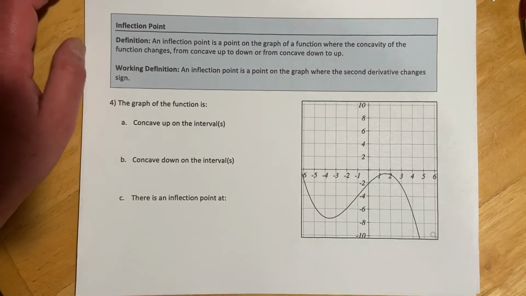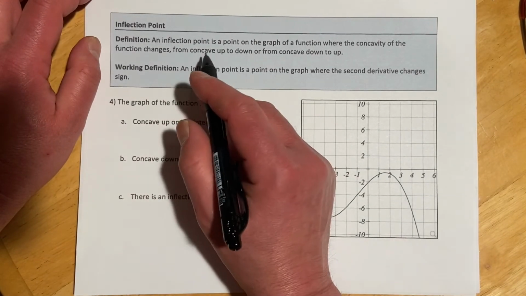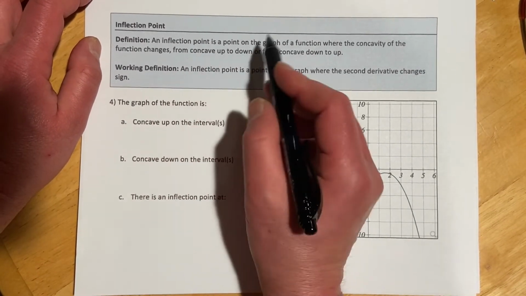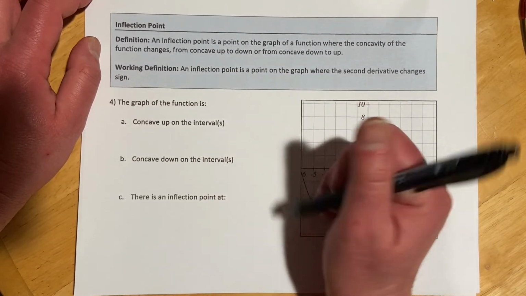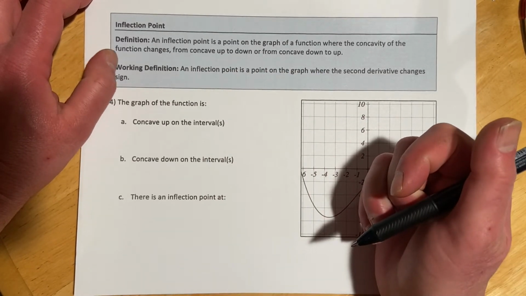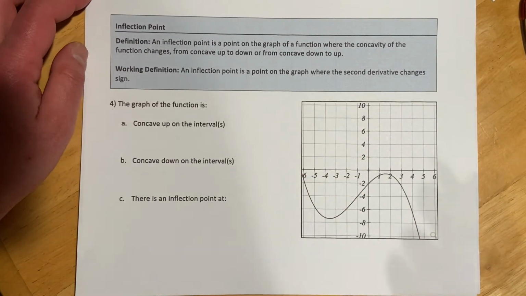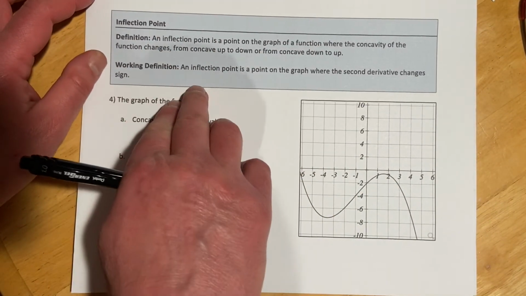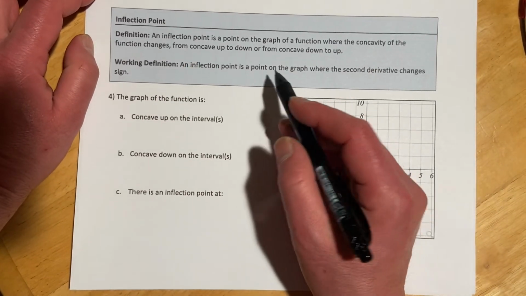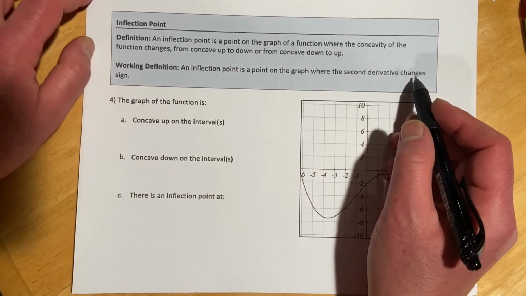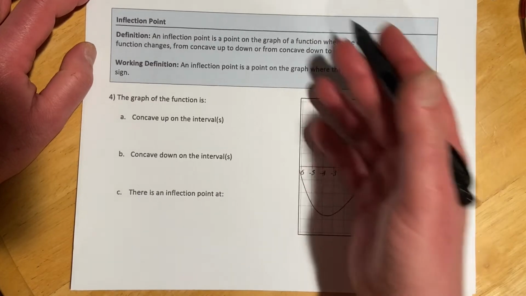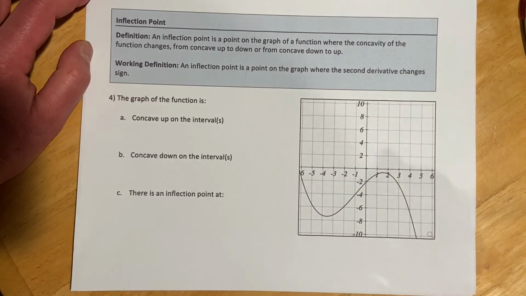This is about inflection points. The definition of an inflection point is a point on the graph of a function where the concavity of the function changes from concave up to down, or from concave down to up. Or a little friendlier definition: an inflection point is a point on the graph where the second derivative changes signs, essentially, which means we have a concavity change.